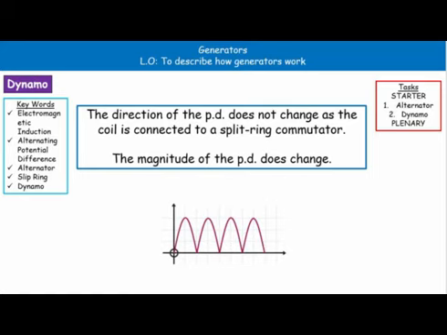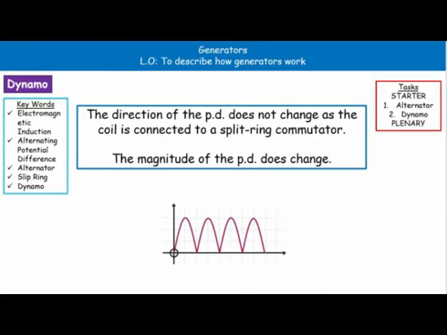So what we've said here with our dynamo is that the direction of our potential difference isn't going to change because the coil is connected to that split ring commutator. So that means it's always going to be in the positive direction, for example. The one thing that we can change though is the magnitude of the potential difference. So it's not just a horizontal line, because if it was a horizontal line that would tell us that neither the direction nor the magnitude is changing.